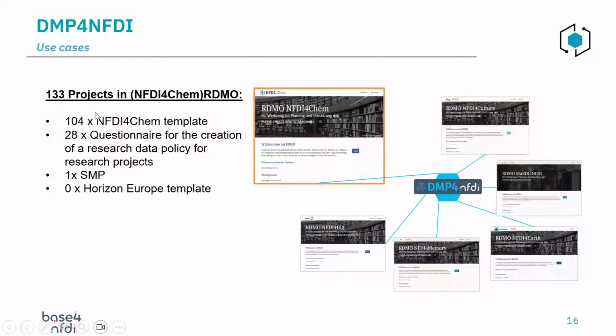In that RDMO NFDI for Chem client, to date 133 projects are created, and 104 of those are using the NFDI for Chem template, which Ann-Christin presented just now. 28 are using the research data policy generator, and 1 is using the software management plan.